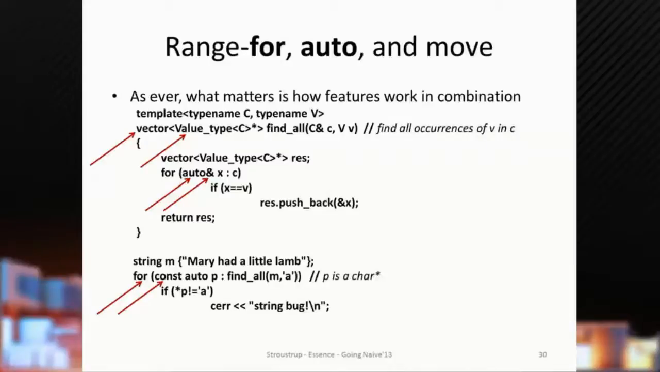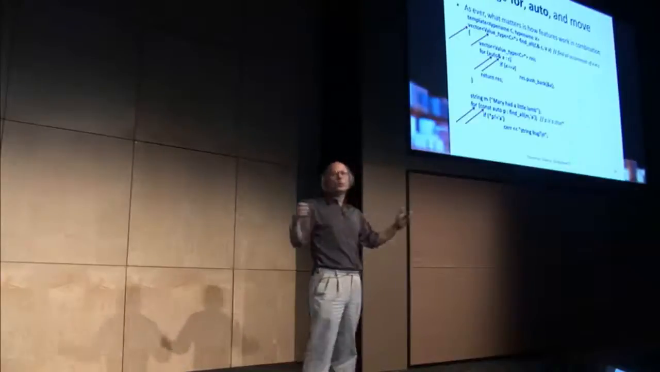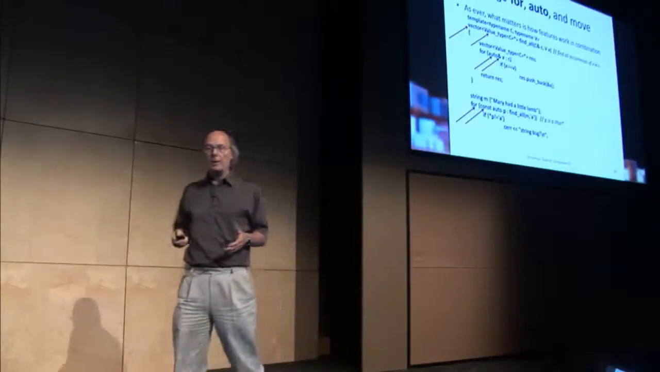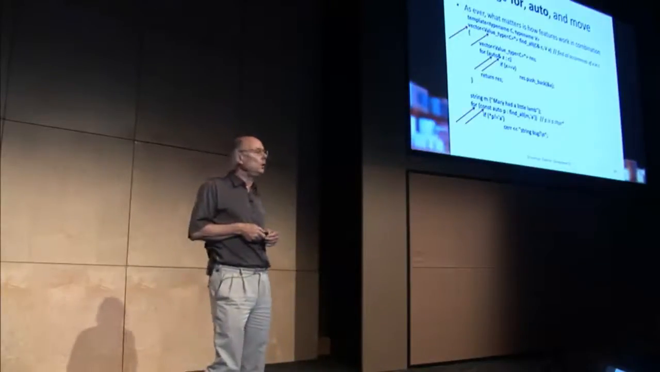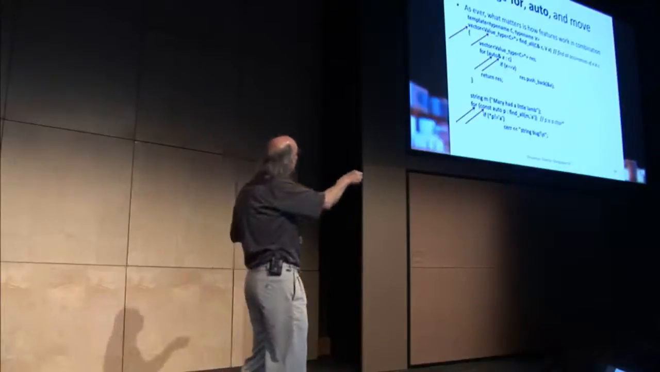So here I want to find all v's in c. c is supposed to be a container, v is supposed to be a value that might be in the container. And how do I want to return that? I want to return a vector of pointers to the elements in there. So I know where all the pointers are. Basically I'm gathering the addresses, the pointers to all the elements that have value v in a container. That's fine. That's what I want to do.